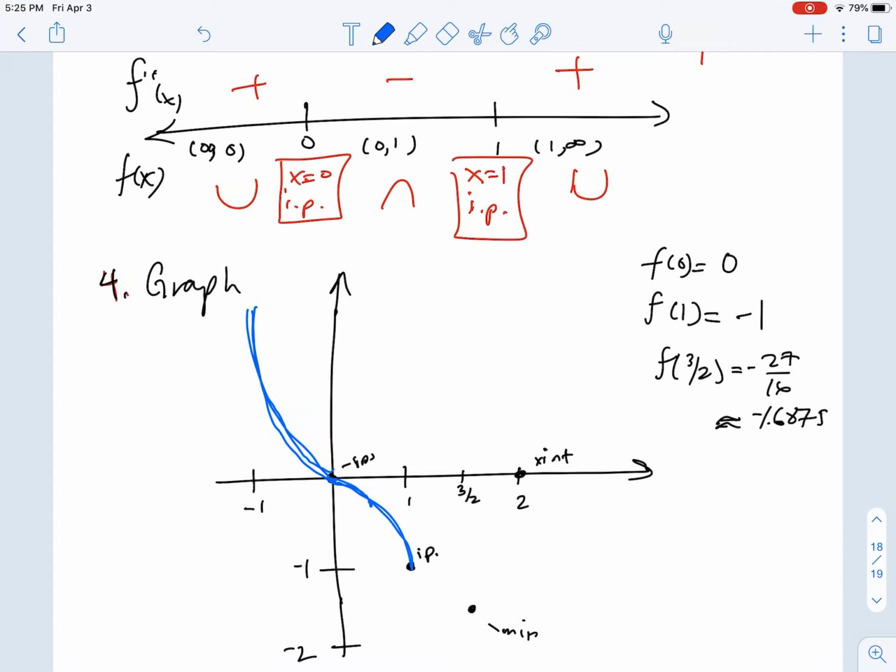Okay. At 1, we saw that this is an inflection point, so it's going to change concavity, and it's going to be concave up again, but the function was still decreasing to my minimum. And then lastly, at 3/2, it began to increase, concave up, but we got to remember we got to go through this point of an intercept. And so this is the graph of my function.